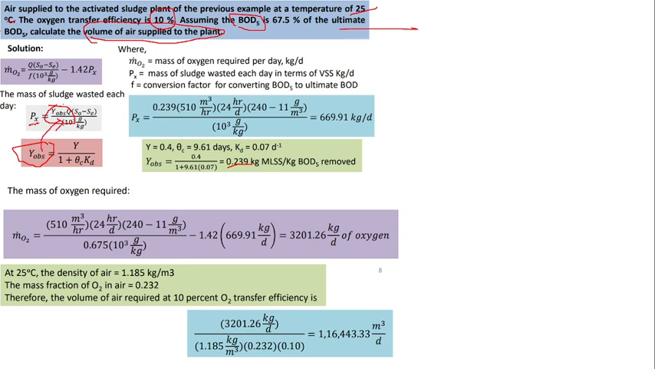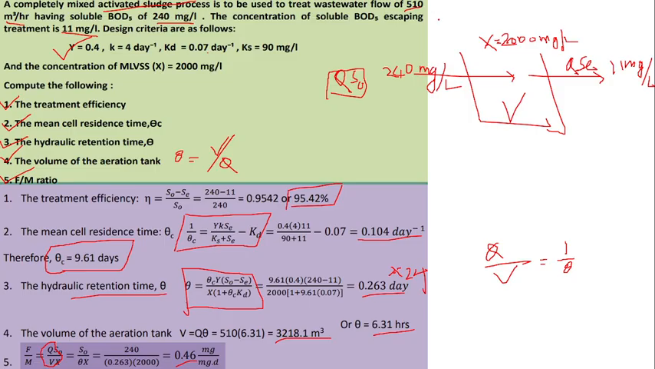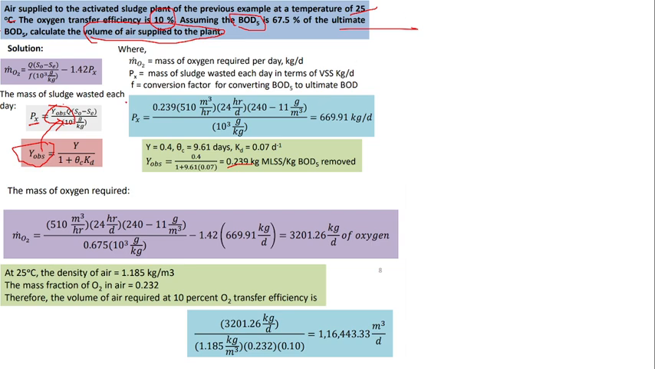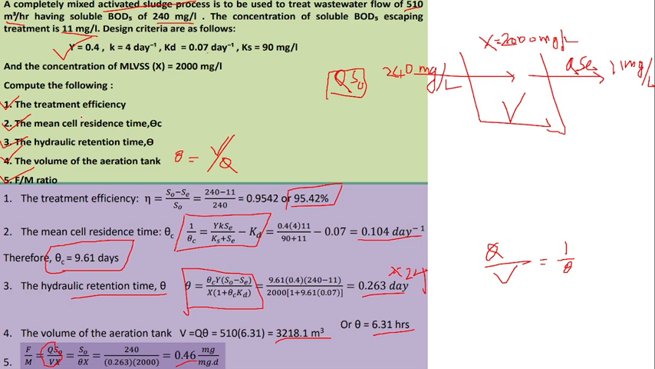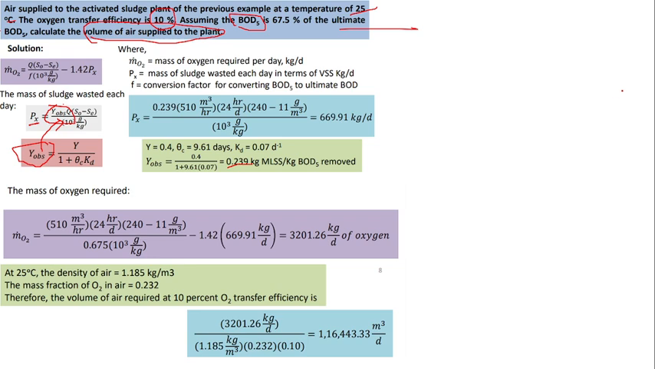So now you know the Y absorbed value. Substitute it here to find the Px, which is 0.239 into the flow rate, 510 meter cube per hour. It is mentioned in the question itself. Converting the hours to days, you are multiplying it with 24 again. And then S naught minus Se. The initial substrate concentration is given as 240, right? And the final is 11 mg. So S naught minus Se is 240 minus 11 gram per meter cube divided by 10 power 3. So now the Px value is obtained. So the mass of the sludge is 669.91 kg per day.